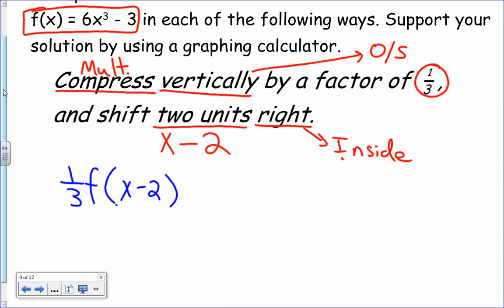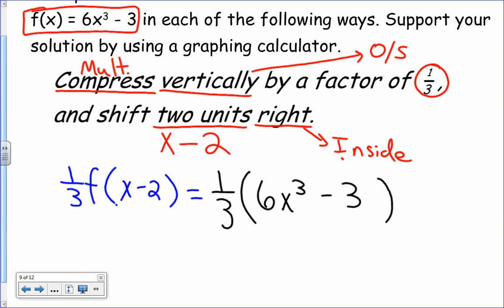Now we need to apply these items, the 1/3 multiplied by everything, and the x minus 2 inside, to our original function. So I would think we might want to start with 1/3 outside, correct? What's the original function? 6x cubed minus 3. Now, notice I didn't do the x minus 2 yet, did I? The only thing I did was the 1/3, correct? I multiplied the outside of our original function by 1/3.